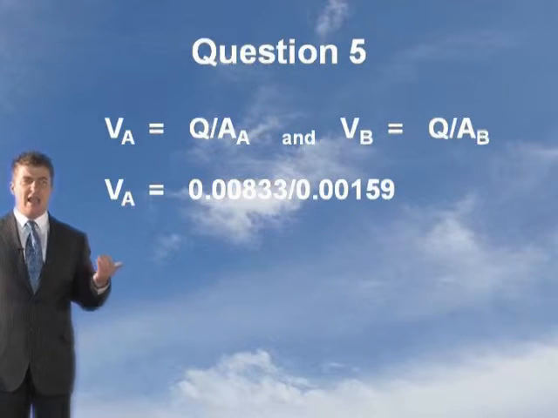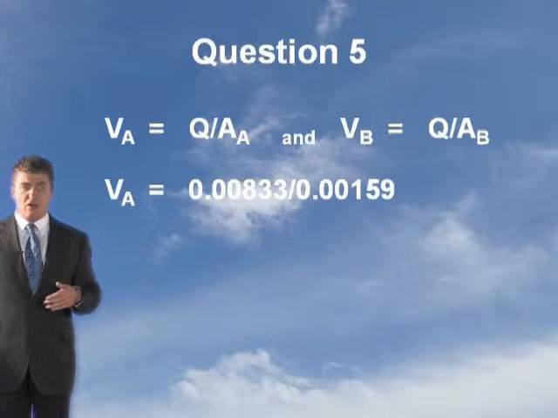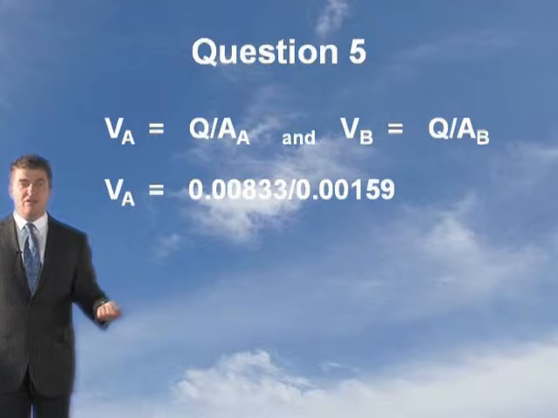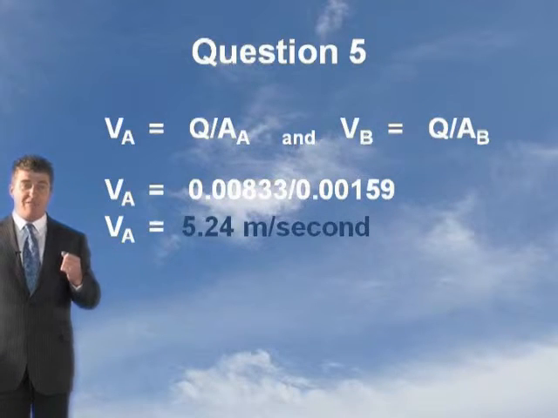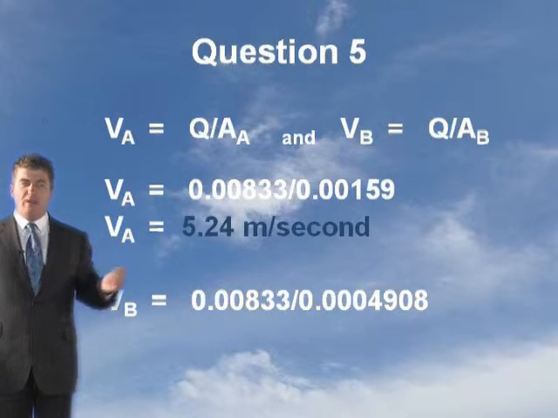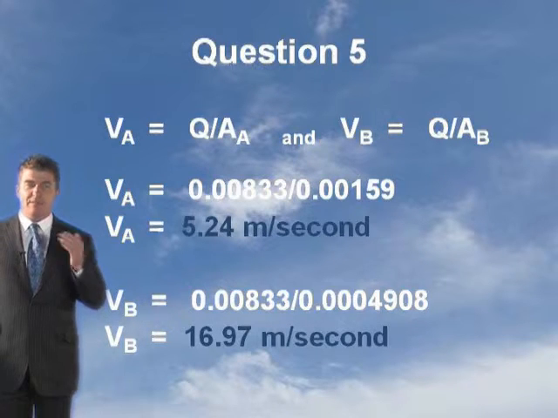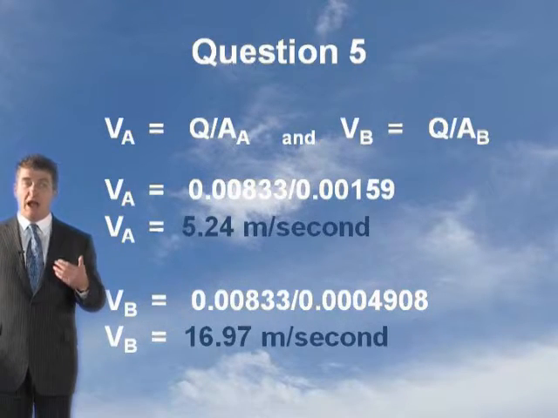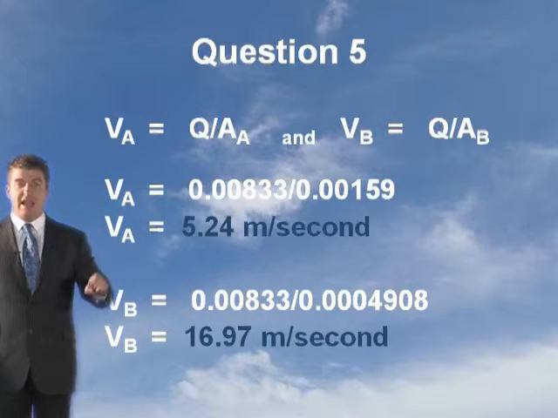So the velocity at A equals 0.00833 divided by 0.00159 gives you the velocity of the water at A is 5.24 metres per second. And the velocity at B is 0.00833 divided by now the new area, which is 0.0004908, which gives you 16.97 metres a second. So the velocity there is a lot higher. So you've got the velocity at A and you've got the velocity at B. You needed them to be able to work out the velocity energy, because that's all we're trying to work out now.